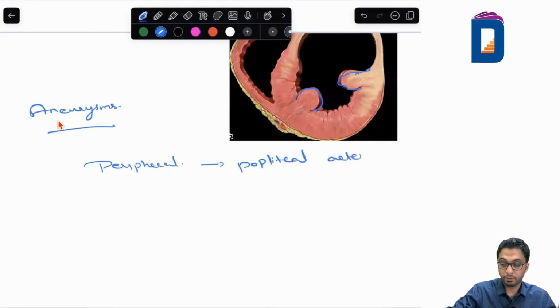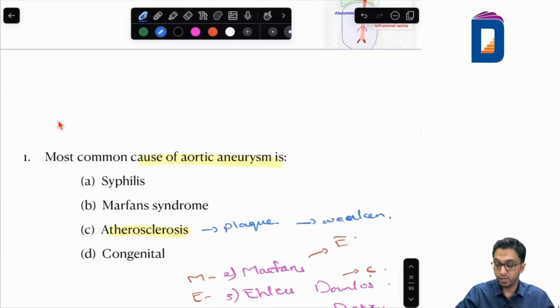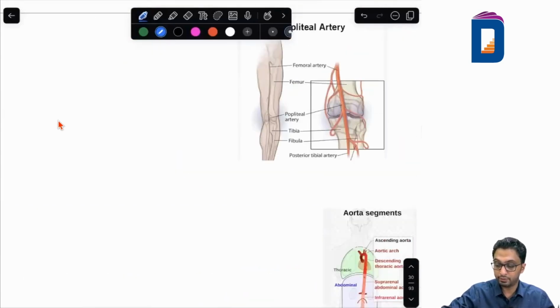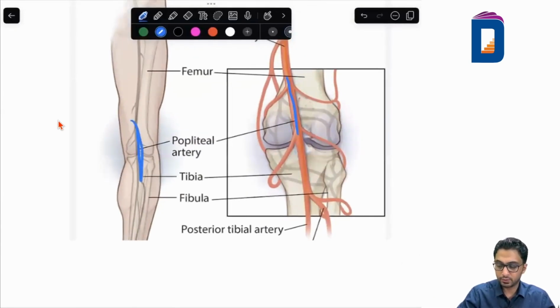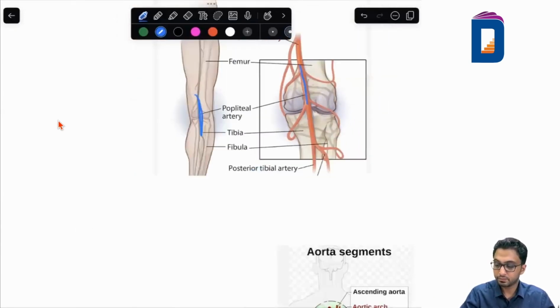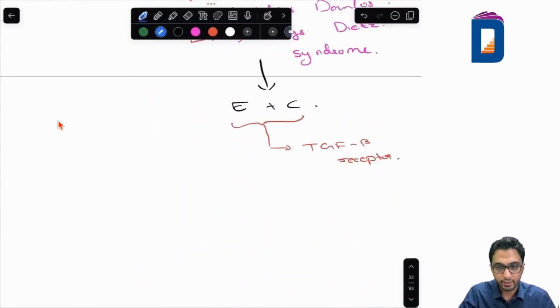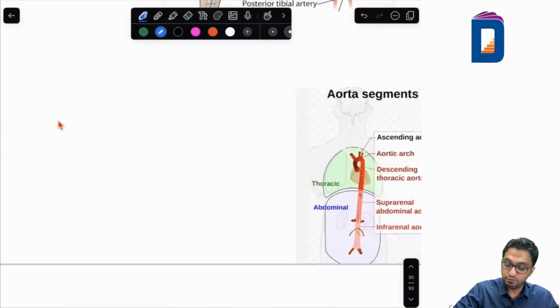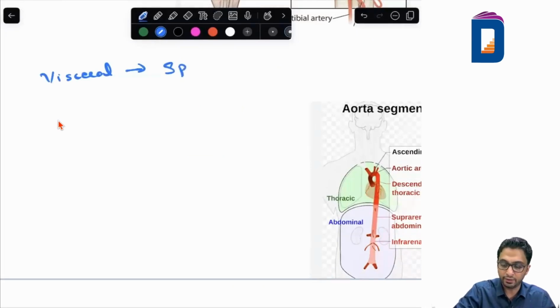Popliteal artery. Basically, the popliteal artery is related to your knee. So that's one thing. I'll put it here because this is the most common peripheral. Then if you ask visceral, the most common visceral artery undergoing aneurysm is the splenic artery, the artery which supplies the spleen.